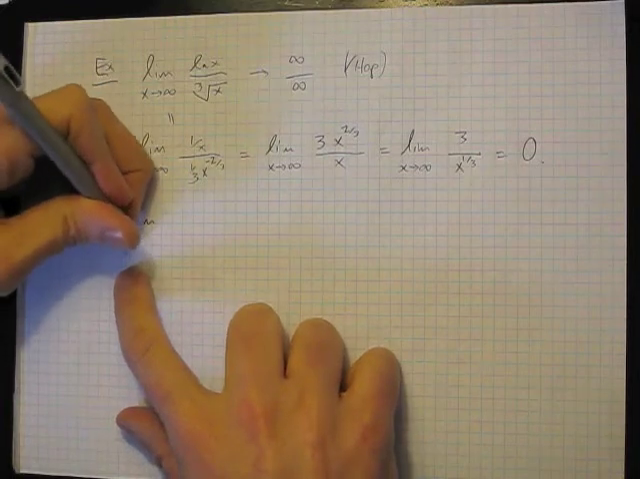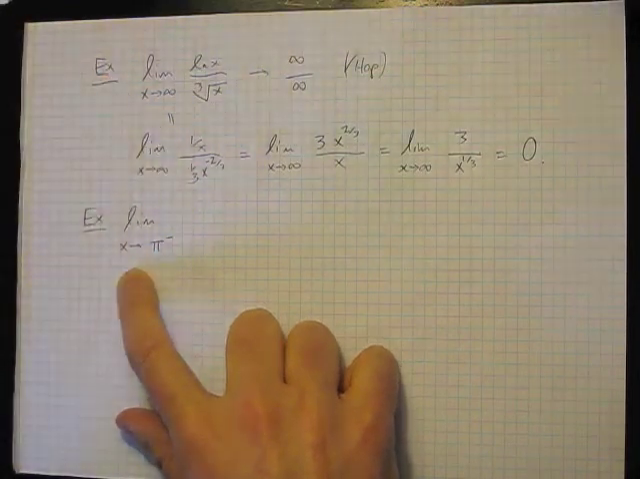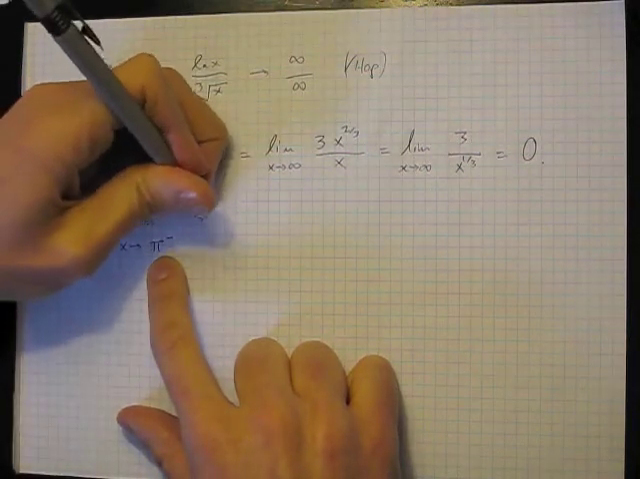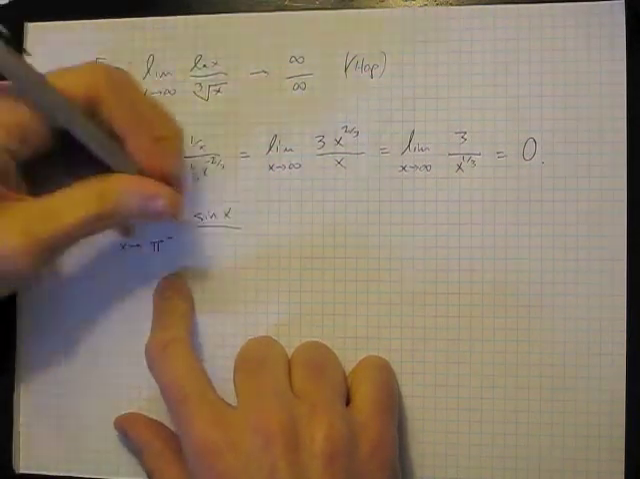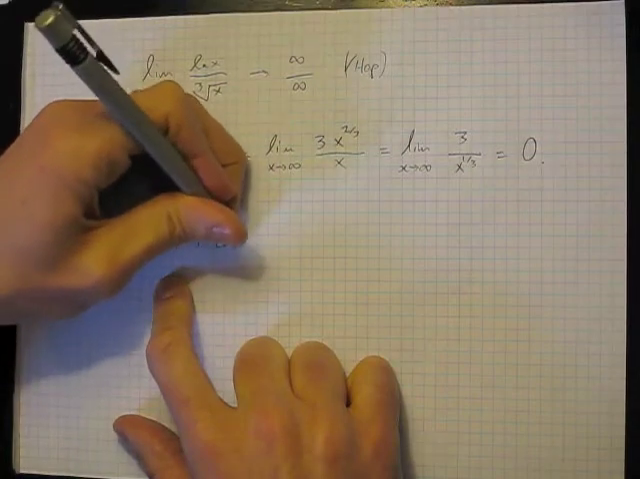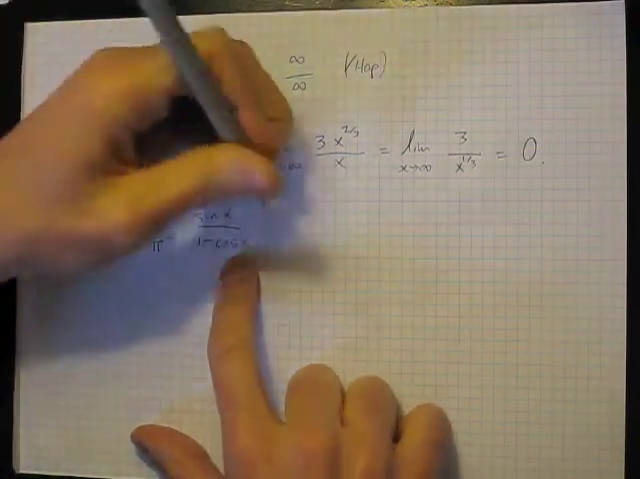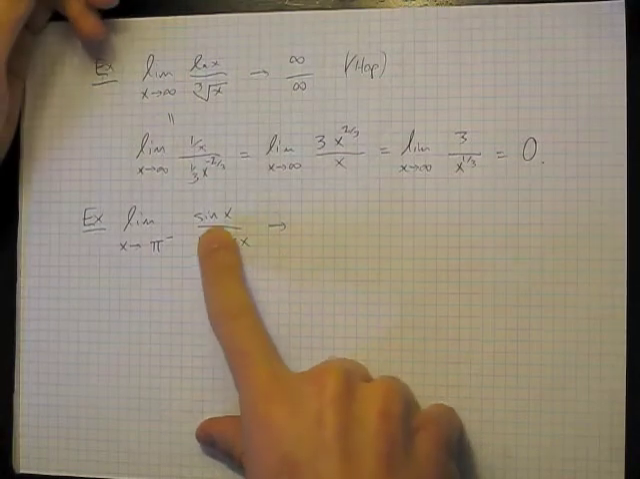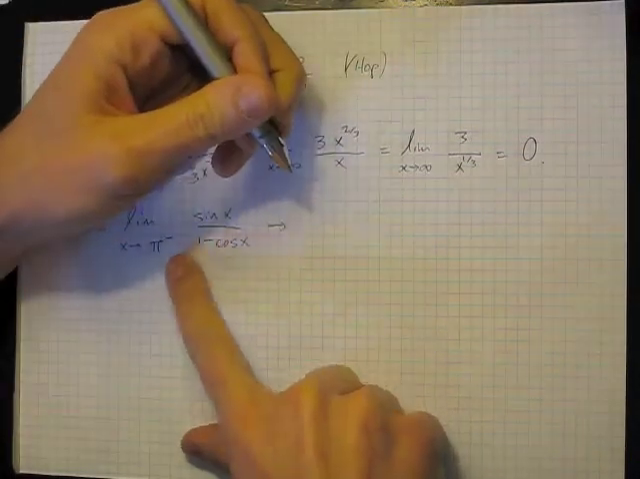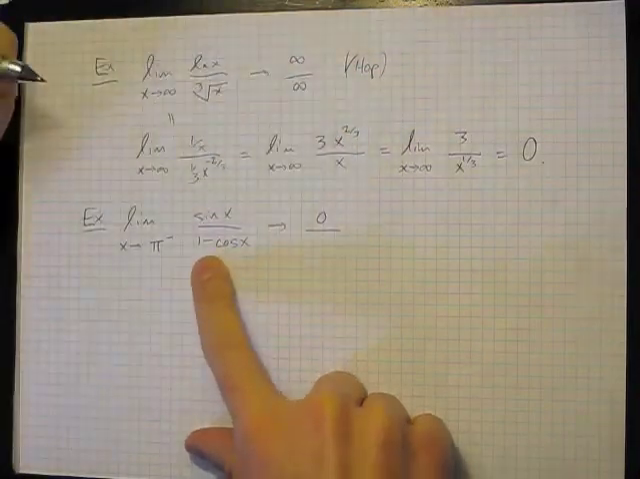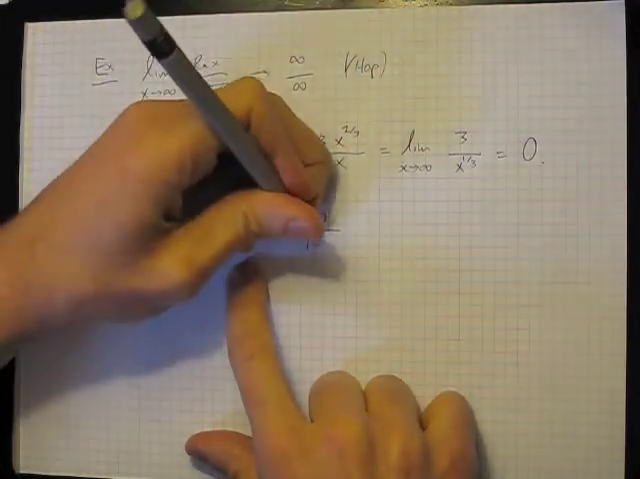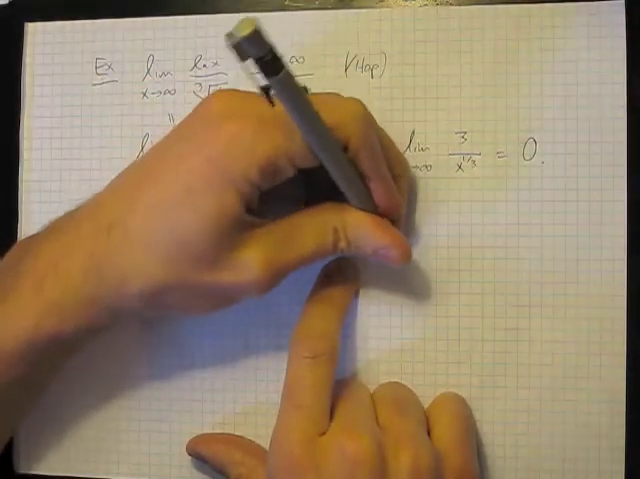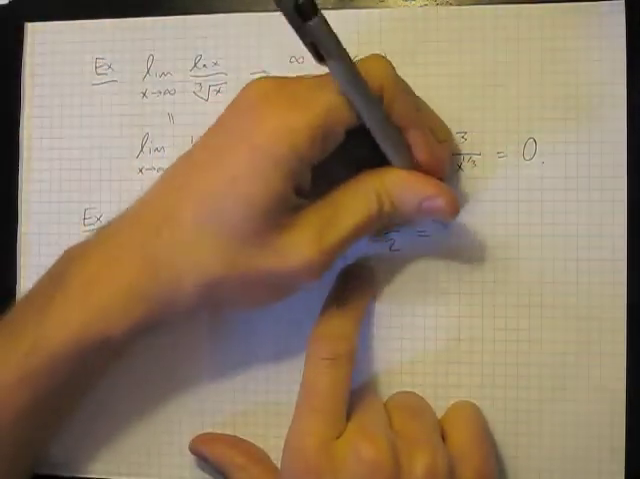So here's a limit. Let's do x goes to pi from the left-hand side of sine of x over 1 minus cosine of x. Okay. Now the thing to keep in mind is that this does not, in fact, go to an indeterminate form. Sine of pi is equal to 0, and cosine of pi is equal to minus 1. So this is 1 minus minus 1, which is 0 over 2, okay? Which is just 0, right?